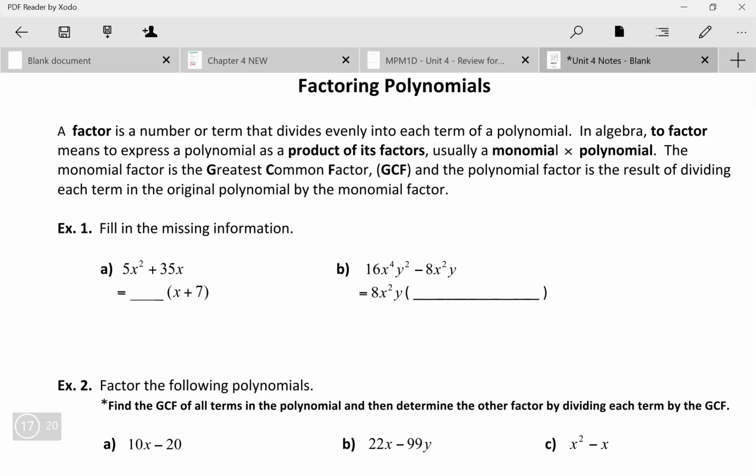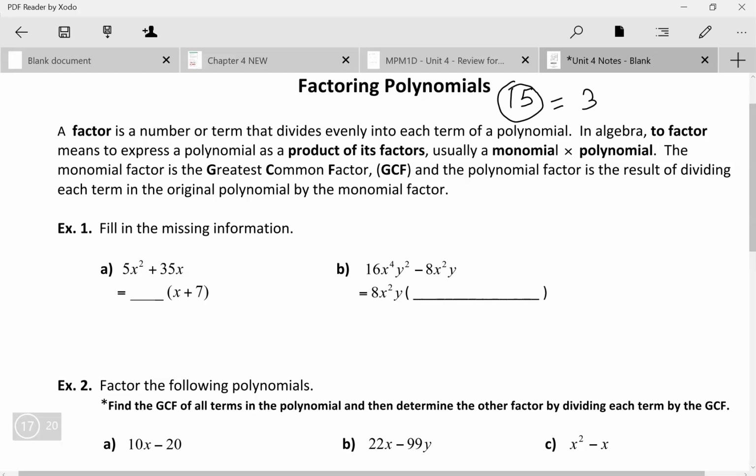So a factor is a number or a term that divides evenly into each term of the polynomial. Now, what does this mean? When we talk about factors, let's say I have, for example, the number 15. When I say a factor, I want to represent 15 as a product of two terms. So I want to say like 3 times 5 or 1 times 15.